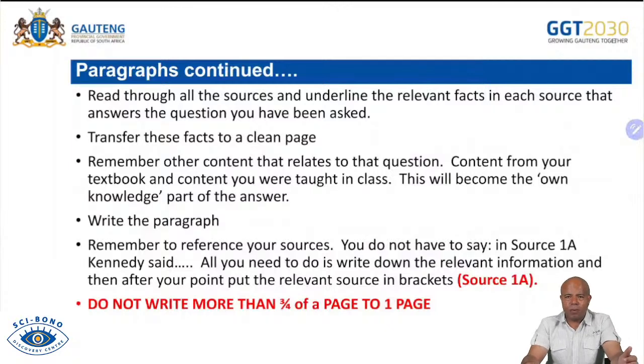Now, learners, it is important that we understand how we write our answer down. Now, here's an example. Remember to reference your sources. You do not have to say, in source 1A, Kennedy said. You don't have to say it, but you can do it if it's fine like that. But this is how it should be done. All you need to do is write down the relevant information, and then after you've written down your point, in brackets you write 1A. Now, say for instance, there are 3 facts answering the question. Yes, after the first one, you indicate source 1A. Now you write again what is in 1A. Then you indicate again 1A.